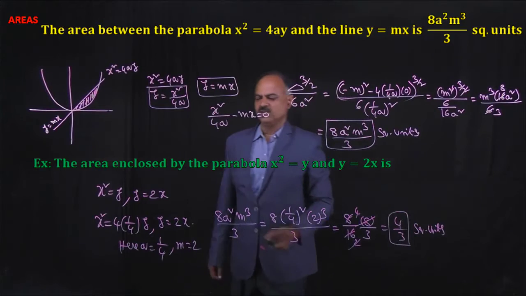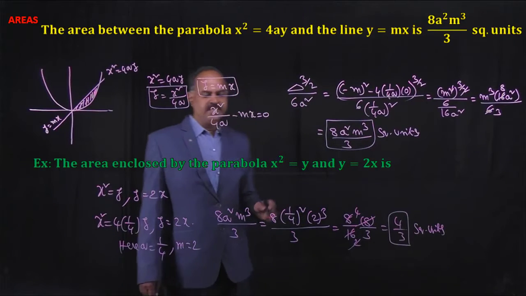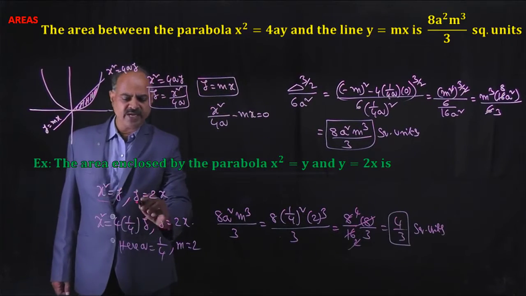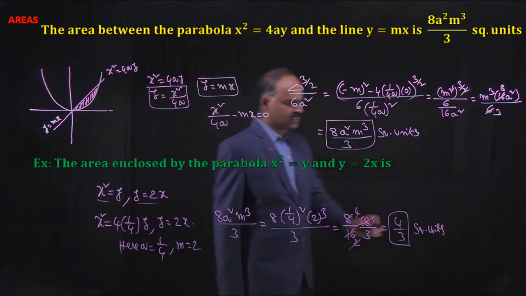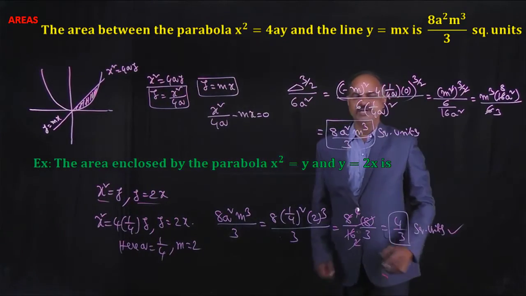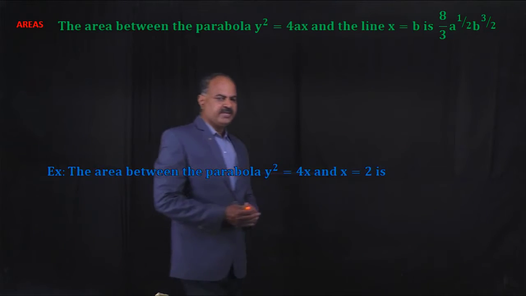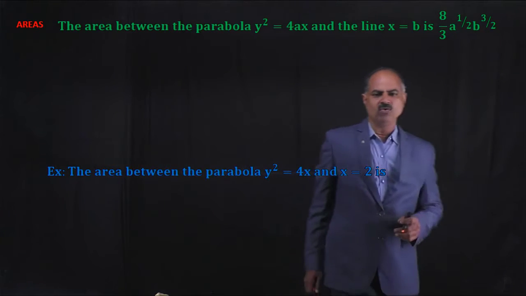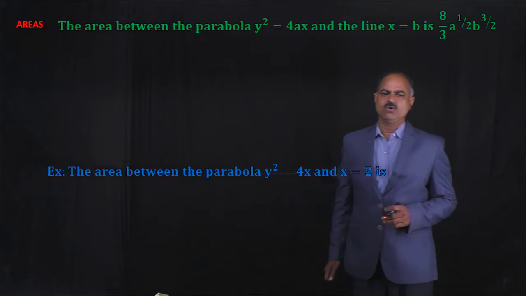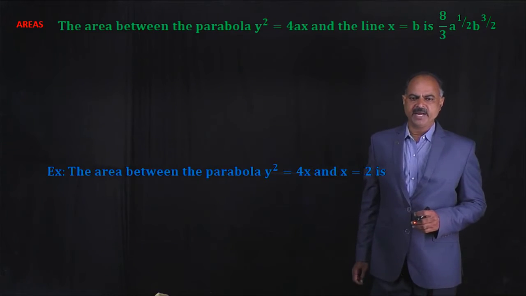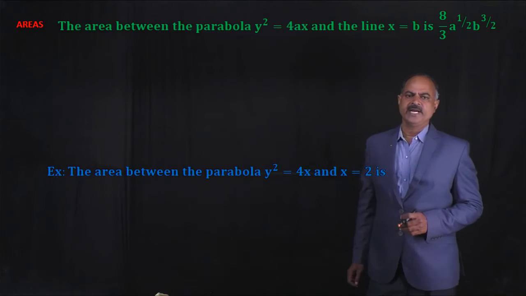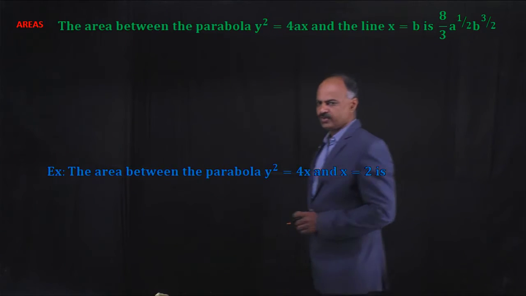So therefore, the area enclosed by the parabola x² = y and y = 2x is 4/3 square units. Next formula: the area between the parabola y² = 4ax and the line x = b is (8/3) a^(1/2) b^(3/2) square units.